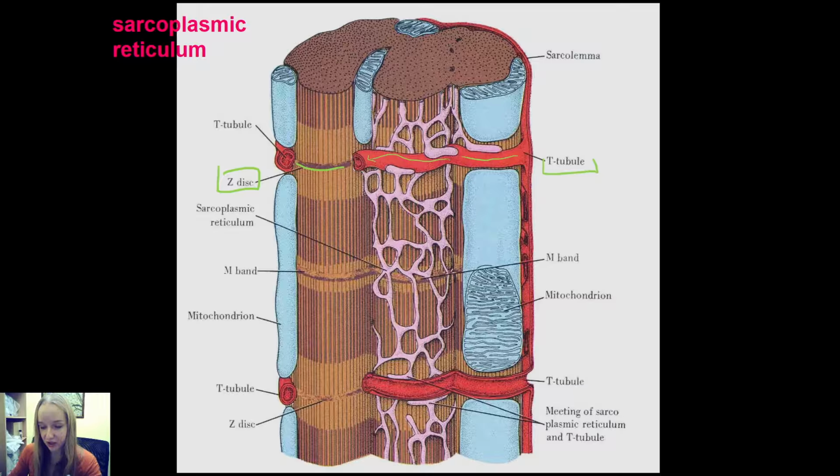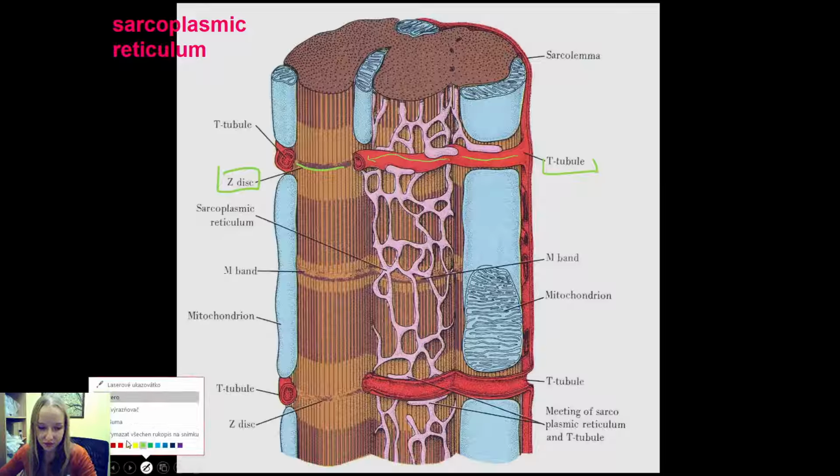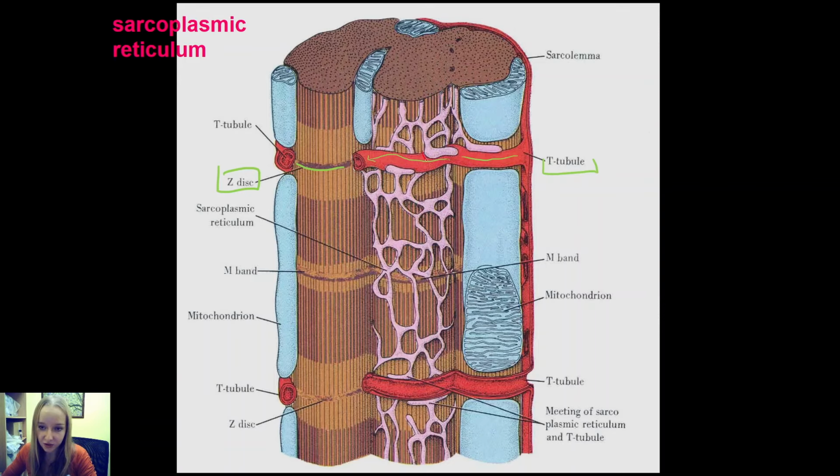Here the T-tubule is wider. You can see it right here, it's wider, and also the sarcoplasmic reticulum here isn't that prominent, so we have a smaller amount of sarcoplasmic reticulum here, and it's not creating terminal cisternae, only some kind of widenings of the tubules here, but you can call them terminal cisternae. But what is really happening here, they're not on both sides.